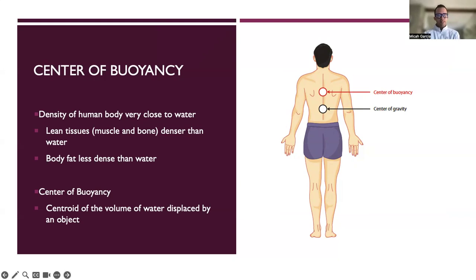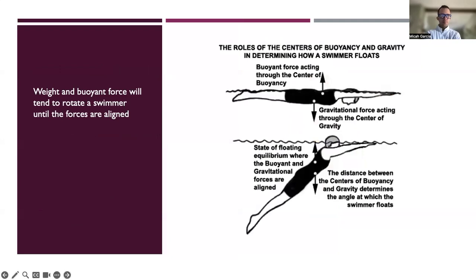Now, with the center of buoyancy for humans, the centroid of the volume of the water displaced by an object is greater at the trunk. So the trunk makes up most of the volume, which is why we see the center of buoyancy shifted up above our center of gravity. And so how does this center of buoyancy then influence whether someone sinks or floats?